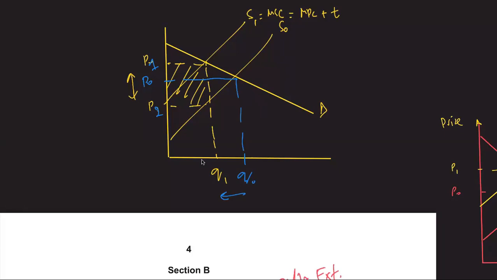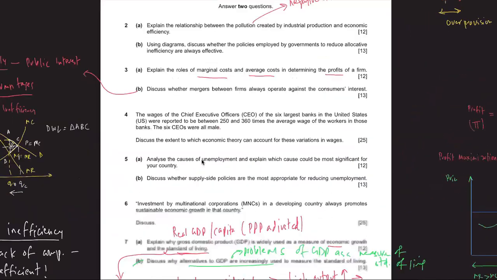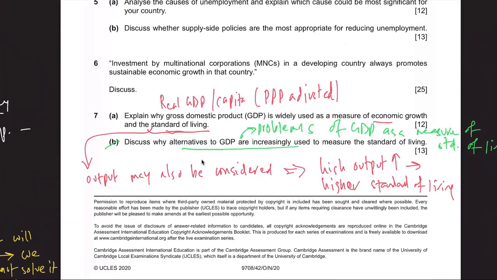So these are all the great evaluations that you guys are pointing out. Now, I left one question. Let's just go back to this one also. Investment by multinational corporations in a developing country always promotes sustainable economic growth in that country. I really don't want to do this question, but if I was doing it, I would talk about how investment and multipliers are interlinked.